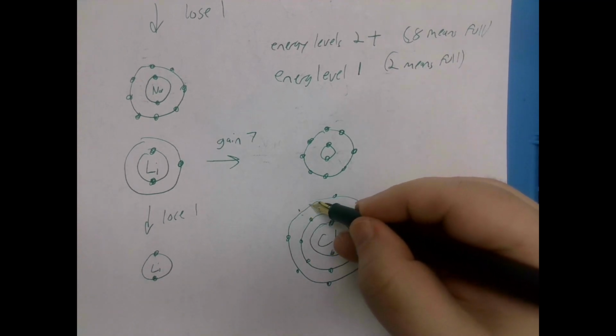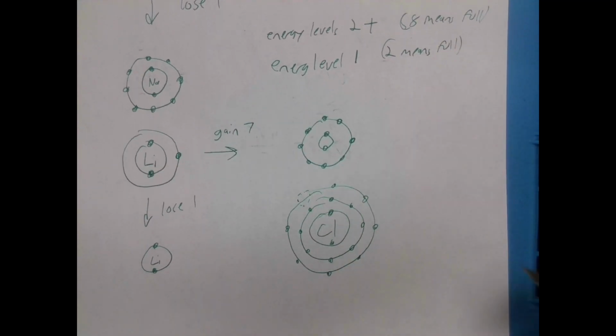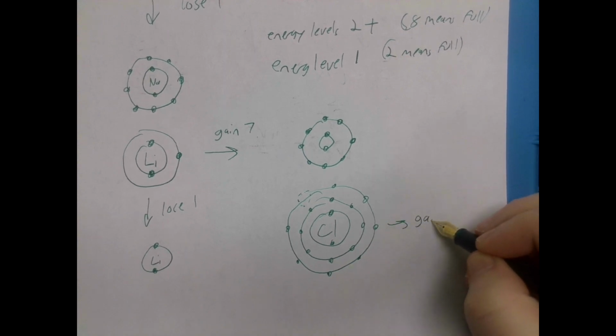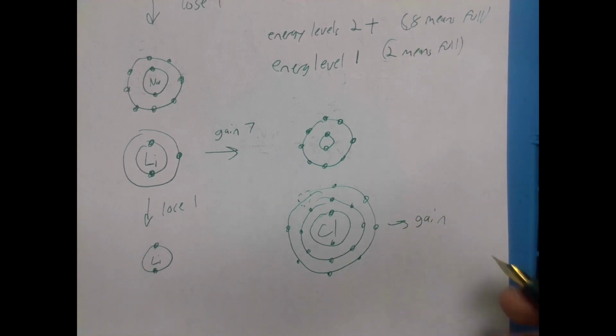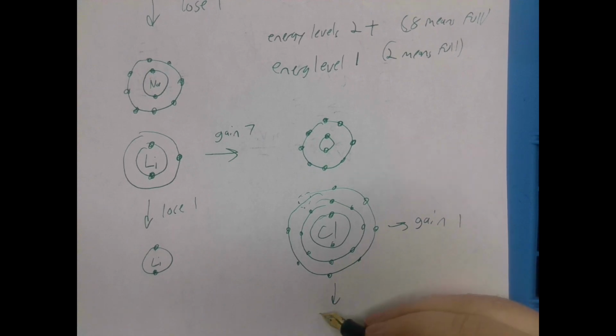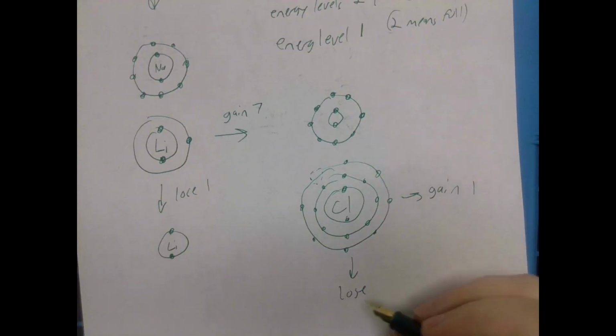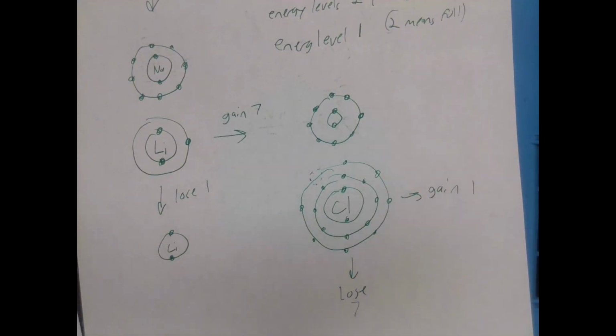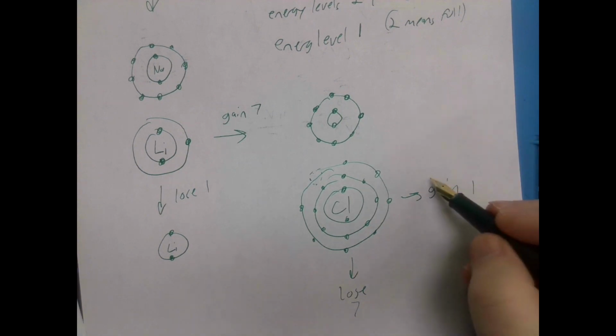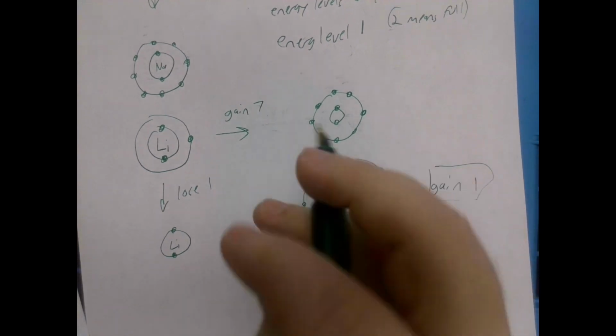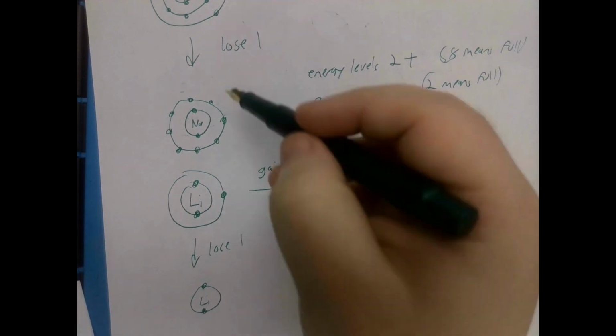So it's missing this one right here. So it can either gain how many to get 8? 1. Or it can lose how many to get 8? 7. Which do you think is much easier? Gain 1. So notice this.